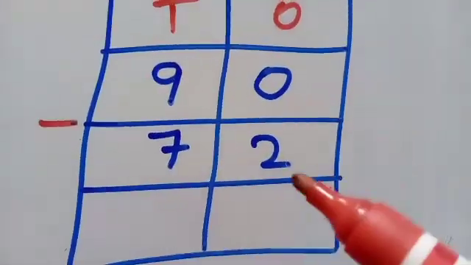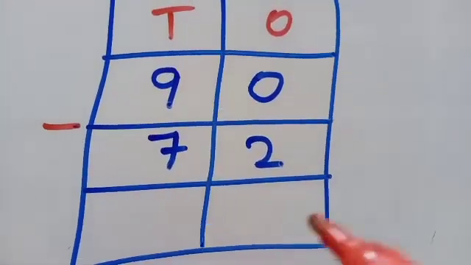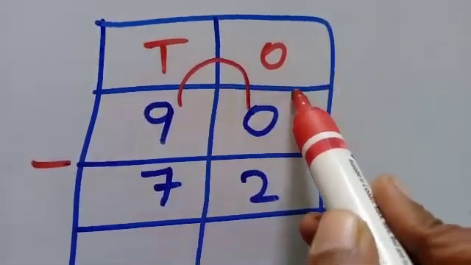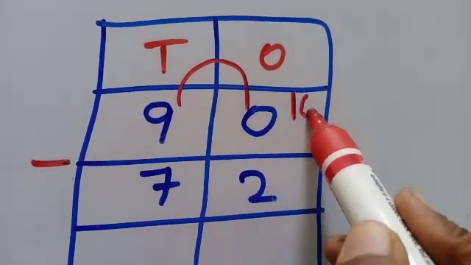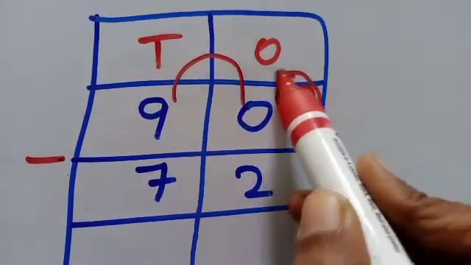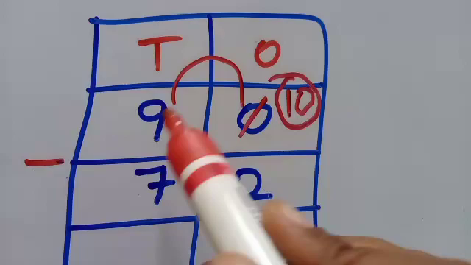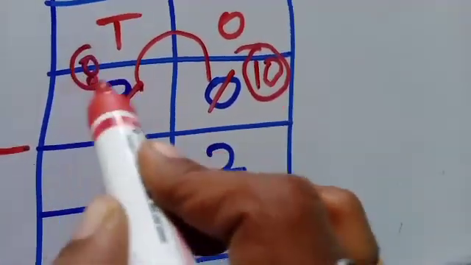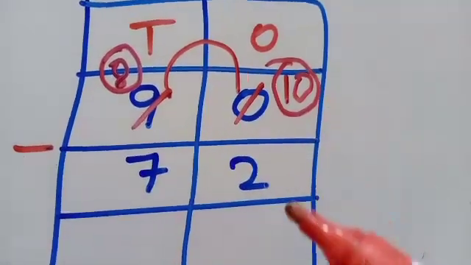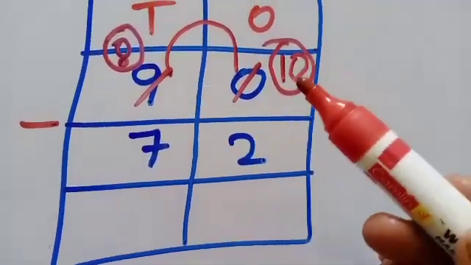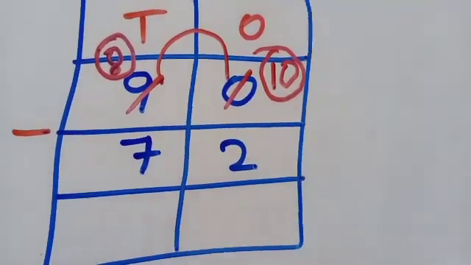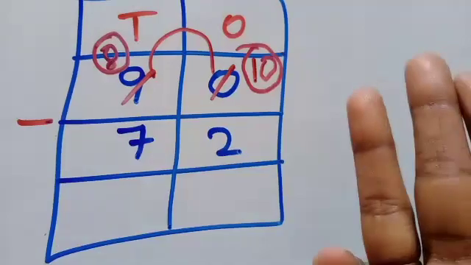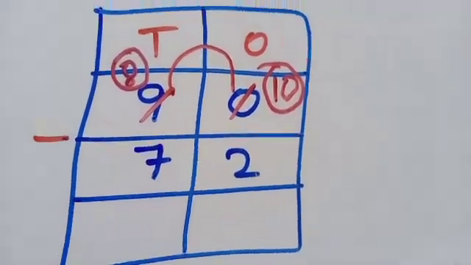So 0 minus 2. Is it possible? No. So from here we have to borrow 1. So 1, then this 0 we have to write. That is now 10. Now strike out this. So 9 minus 1 is 8. Now here 10 minus 2. After 2, you have to count the numbers till 10 comes. So after 2: 3, 4, 5, 6, 7, 8, 9, 10. So how much did we get as the answer now?